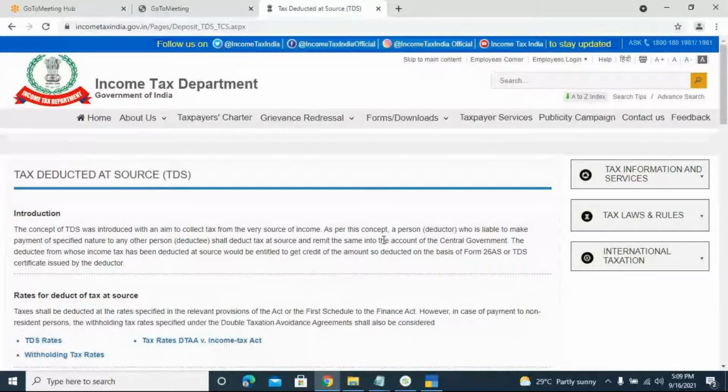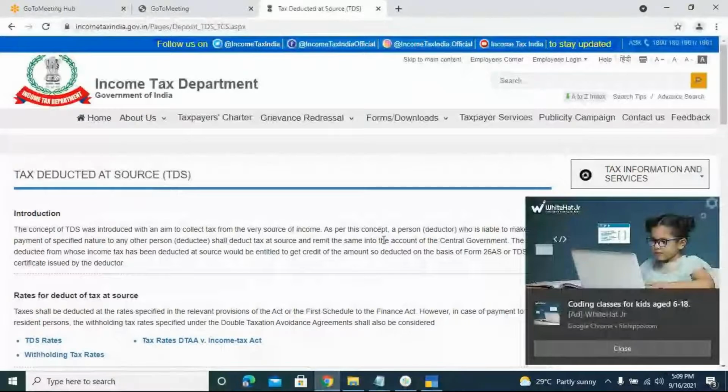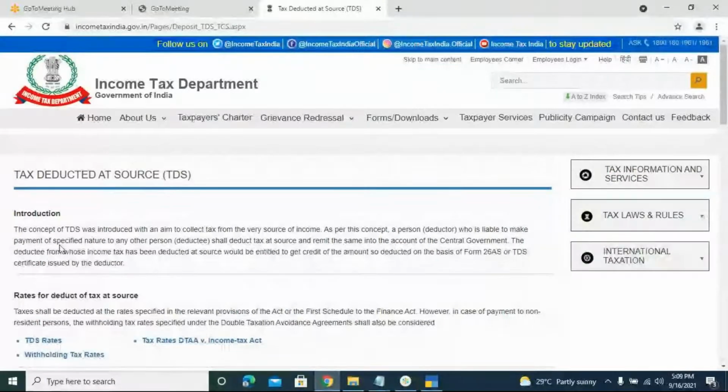Now, if a person earns up to 2,50,000, he need not pay the income tax annually. He's exempted from that. But if he crosses 2,50,000 and above, then he's subject to tax and pays the income tax.